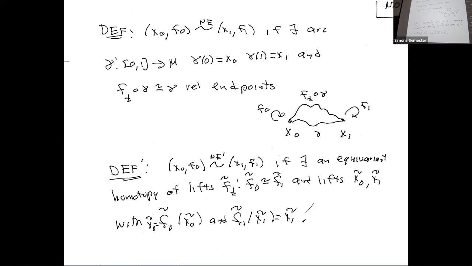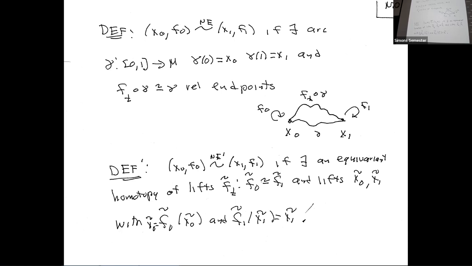So they tell you a fixed point of one map corresponds to a fixed point of another. All right, now the other definition takes place in the universal cover. So they're Nielsen equivalent if there exists an equivariant homotopy. So remember, I told you before, if you have a homotopy, you can lift it to a homotopy that's equivariant with respect to deck transformations and lifts, so that the same story happens.